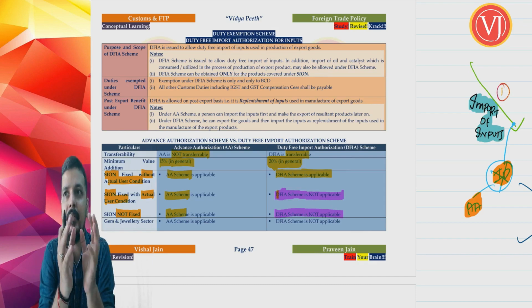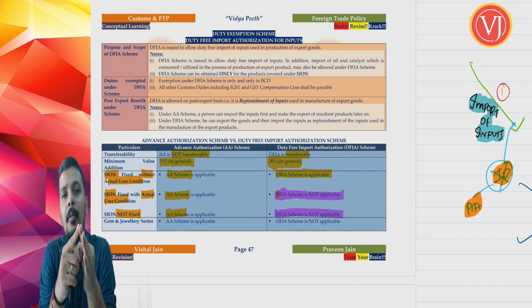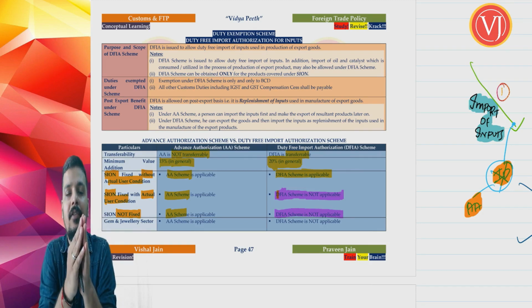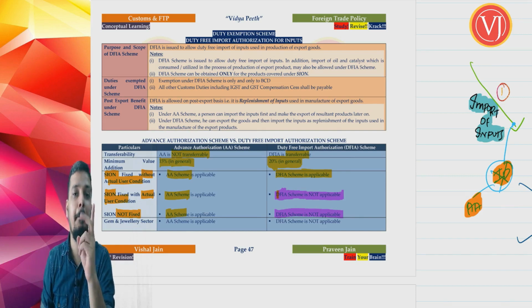advance authorization is very broad. It is available whether there is standard input output norms without actual user condition, or standard input output norms with actual user condition, or there is no standard input output norms, where you can go for ad hoc norms. So in all these three cases you can go for advance authorization, but duty free import authorization is very narrow, restricted. You can go for duty free import authorization only if there is standard input output norms plus no actual user condition, because it is transferable.